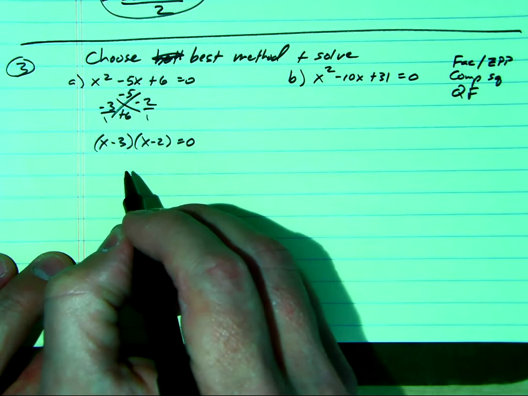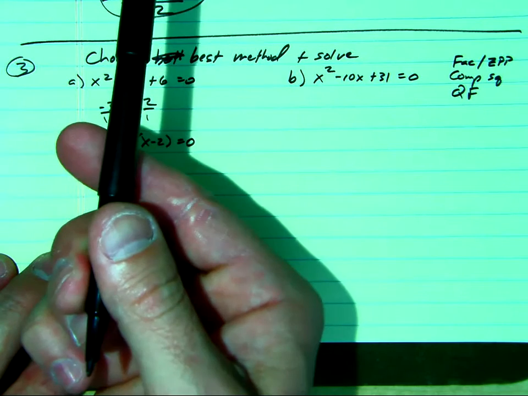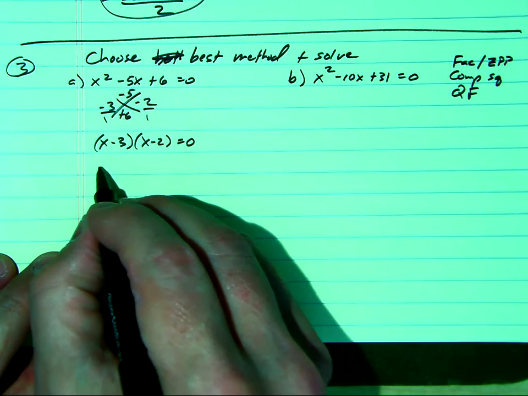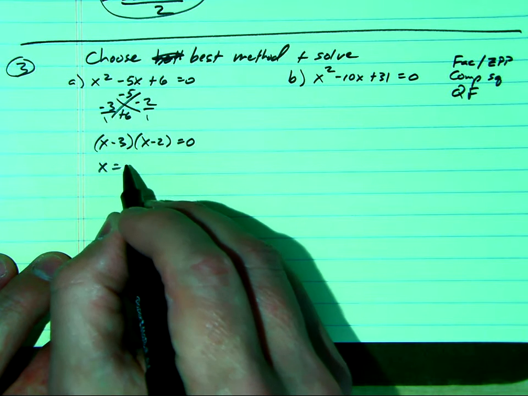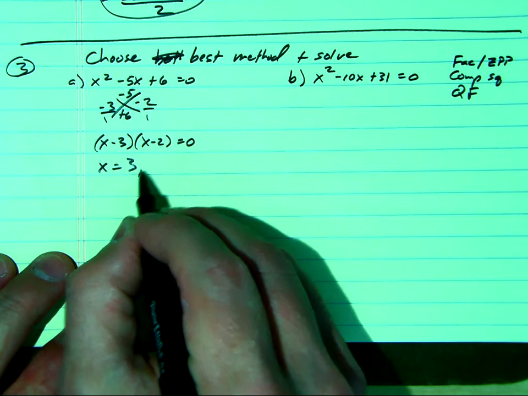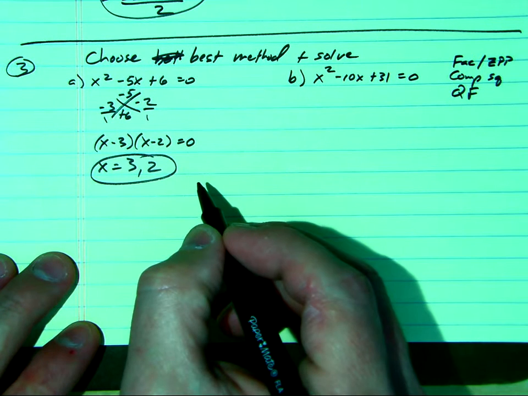And then remember this shortcut for the zero product property. We covered it in the video up there. The shortcuts. What are the solutions from these two binomials? What's this one? 3. And this one? 2. Boom. There's your answers.